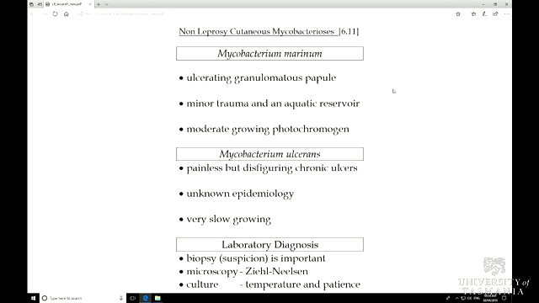The term phytochromogen is a really old-fashioned term, and back in the days pre-MALDI-TOF and pre-PCR and molecular analysis, the way to speciate mycobacteria was to see if they were chromogenic or not. Did they make a pigment? And some of these things would make a pigment only in sunlight and not in the dark, and some would do it both in the dark and in the sunlight.